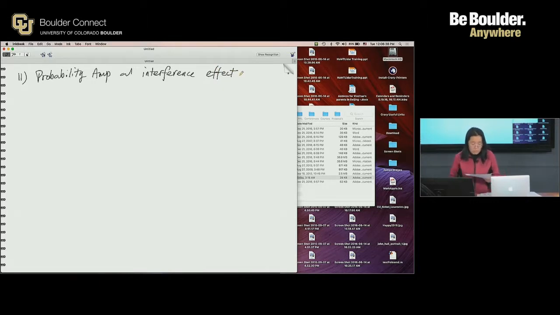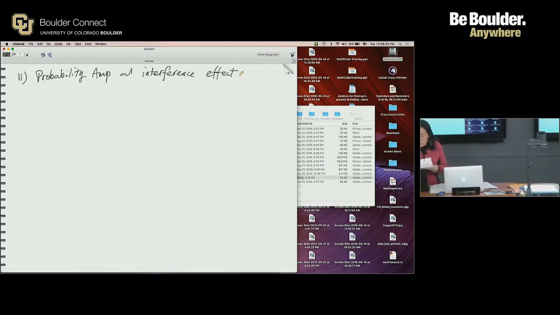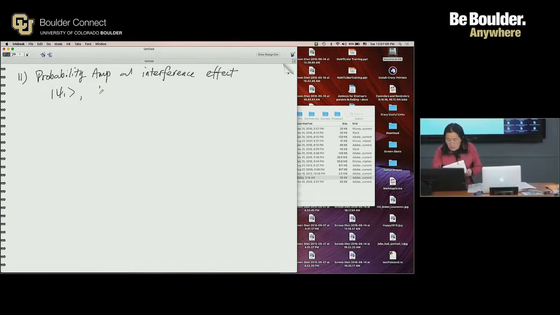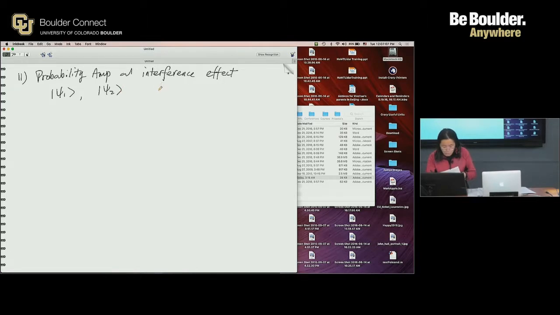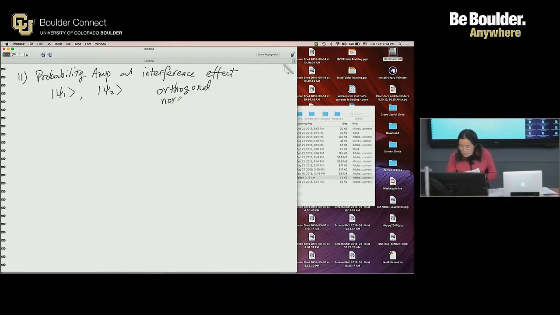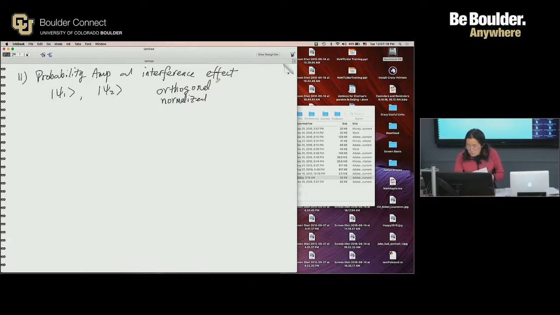So you have gone through Young's double slit interference and many other things in the textbook. Then how do we express this, say, like the Michelson interferometer? We'll say we have one state given by psi 1, another state given by psi 2, and these two are orthogonal and normalized. These two are orthogonal, so the scalar product should be zero.